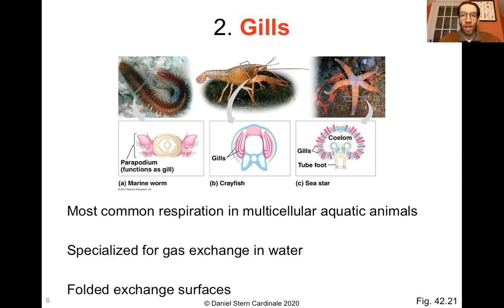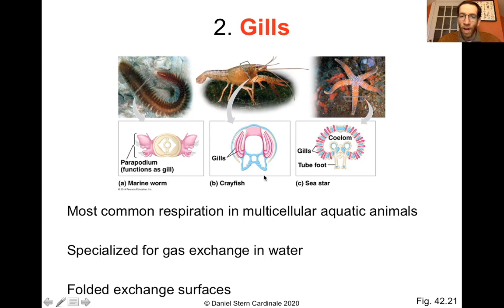One thing that we see in common with all of these gills is that they are folded or extended surfaces that increase the surface area for gas exchange. So in the case of this structure, you don't need to know this word, but the structure is parapodium. In the case of the parapodium, they extend away from the body. In the case of the gills, in the crayfish and the sea star, they zigzag back and forth.